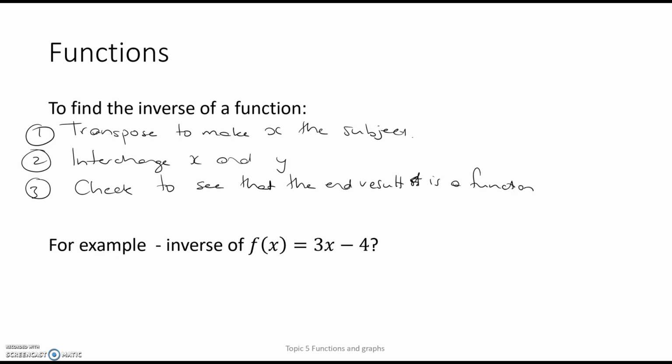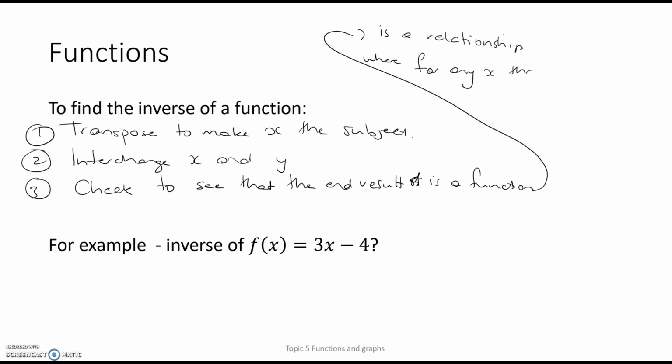Now, that may have been missed from right at the beginning. The actual definition of a function is a relationship where for any x, there is only one y. So check to see if it is indeed an inverse, and then we're done.